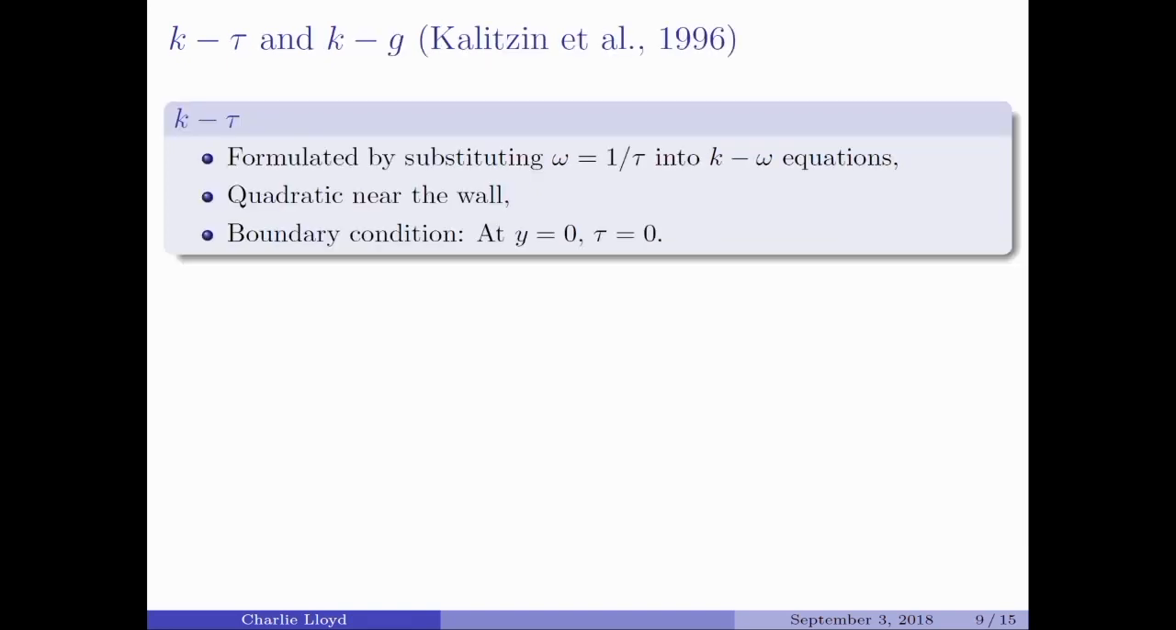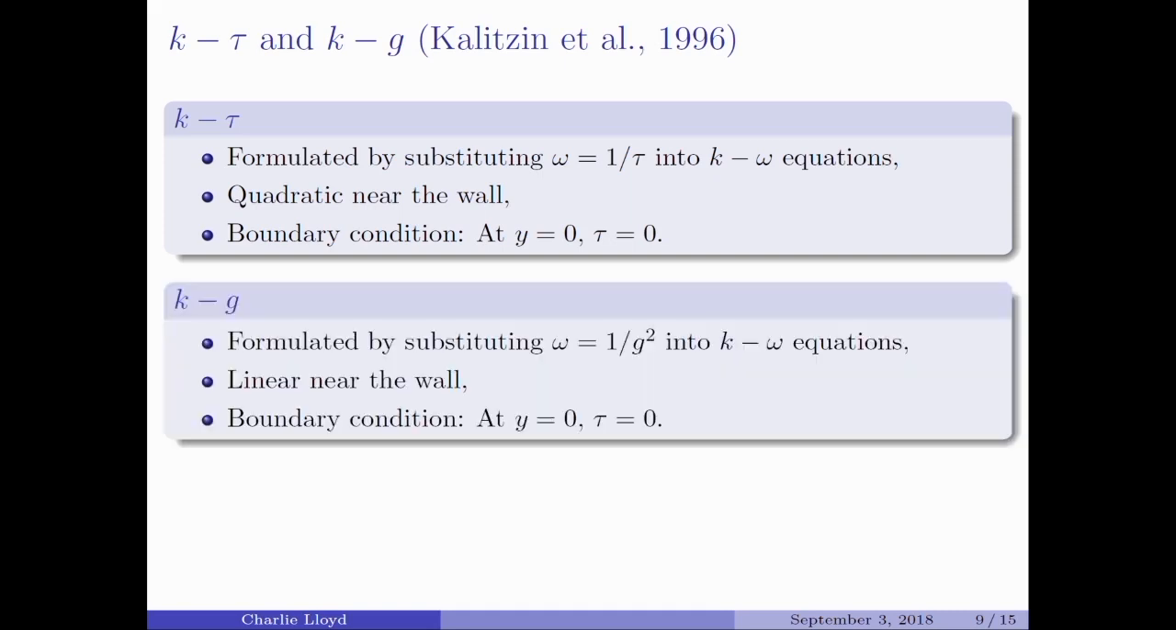And what I'm going to do is compare these to some turbulence models that were released in 1996 and haven't seen really any development or use since they were first published. Kalitzin has formulated a new model by substituting omega equals 1 over tau into the k-omega equations and solving for tau instead of omega. What's good about this model is that at the wall, at y equals 0, tau equals 0. In addition to this, he's also looked at a k-g model where omega is related to g by 1 over g squared. The benefit of this particular model is that it's linear near the wall rather than quadratic.